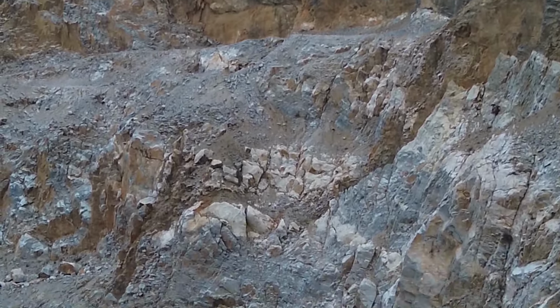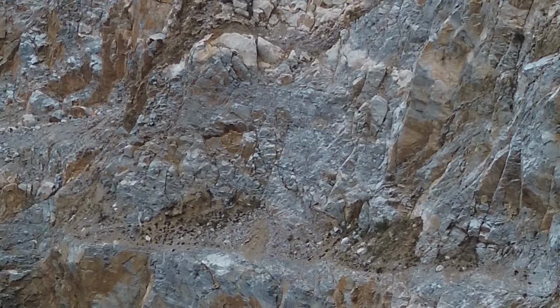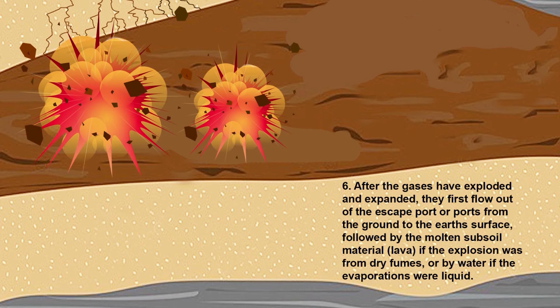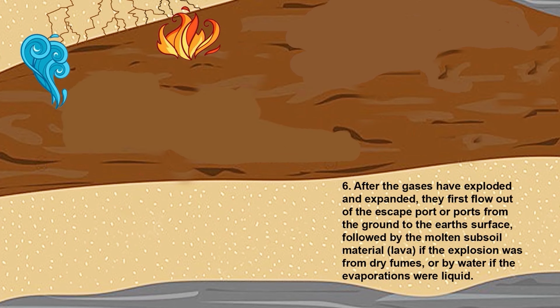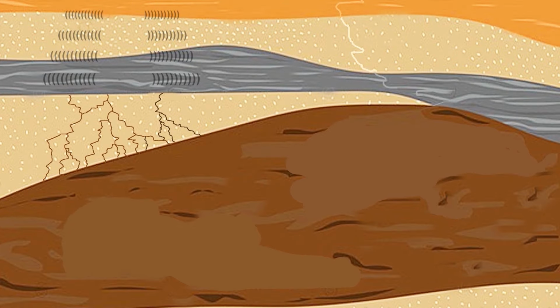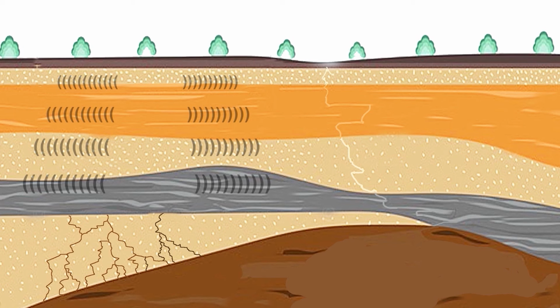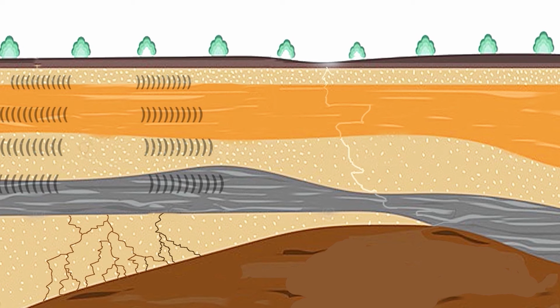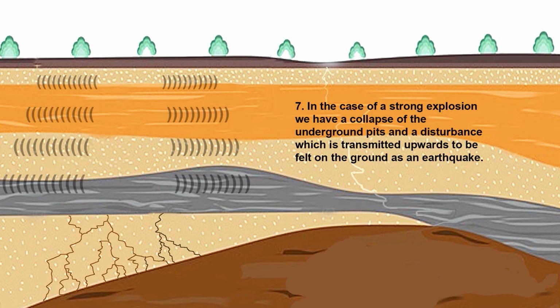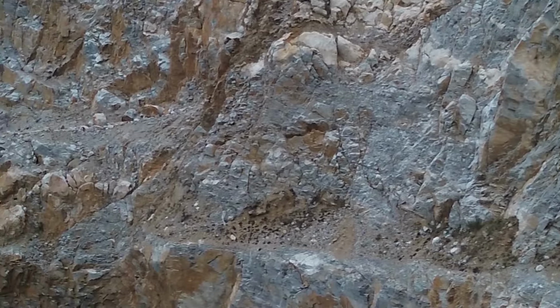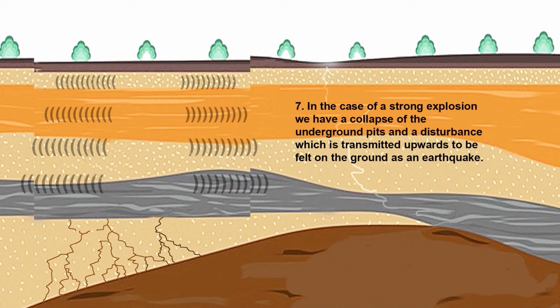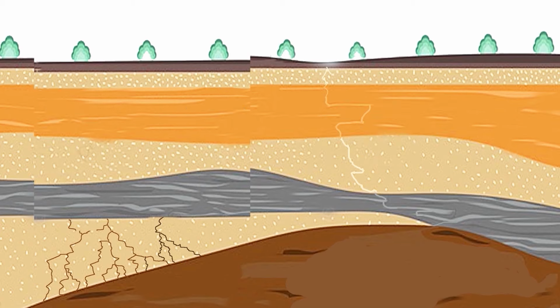6. After the gases have exploded and expanded, they first flow out of the escape port or ports from the ground to the Earth's surface, followed by the molten subsoil material, lava, if the explosion was from dry fumes, or by water if the evaporations were liquid. 7. In the case of a strong explosion, we have a collapse of the underground pits and a disturbance which is transmitted upwards to be felt on the ground as an earthquake.